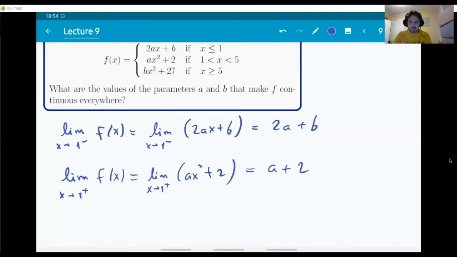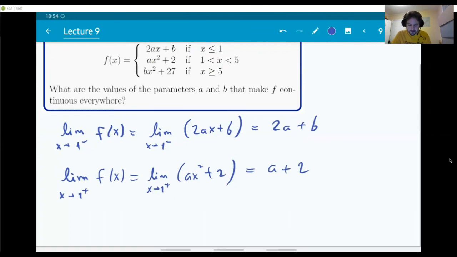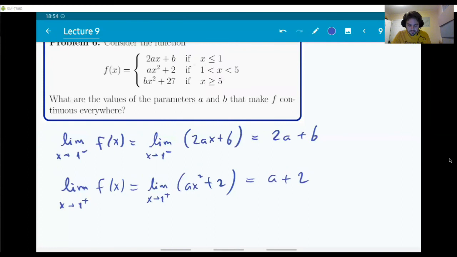You need these two numbers to be equal to each other and also equal to f of 1, but f of 1 is already one of these two numbers. According to the definition, f of 1 is 2a plus b. It's the expression that you get when you plug in x equals 1 in the first piece, because of this less than or equal here, that's how I know. So as long as the two numbers are equal to each other, you're going to have continuity at 1.